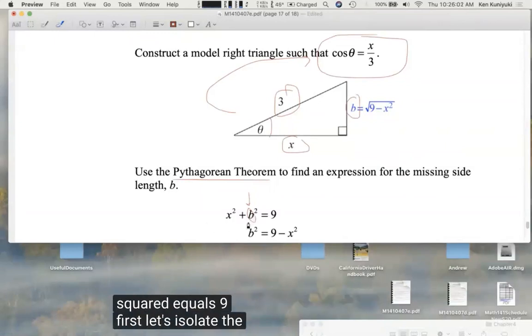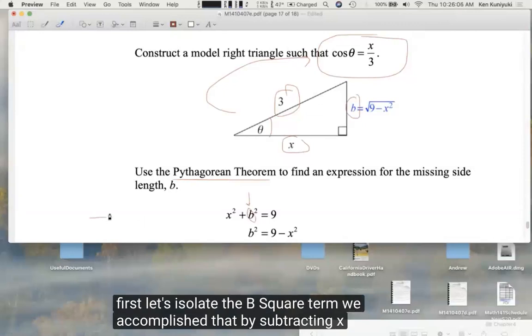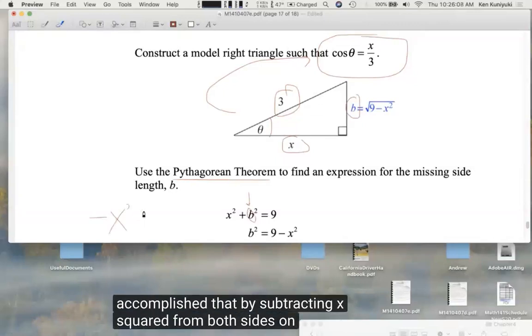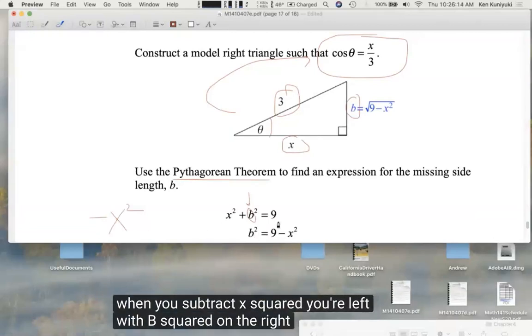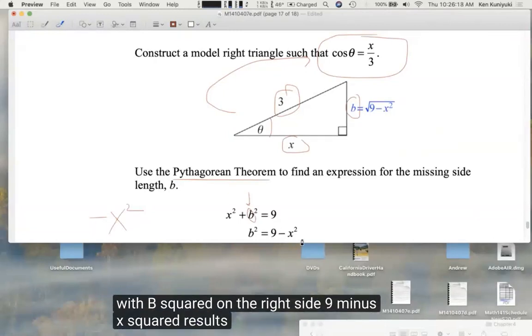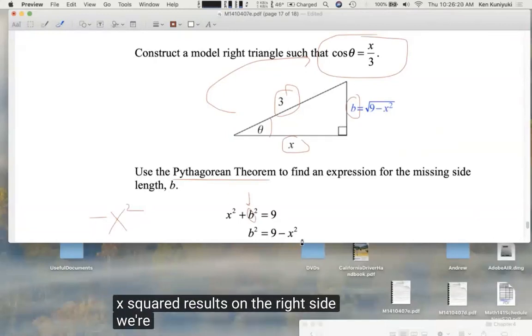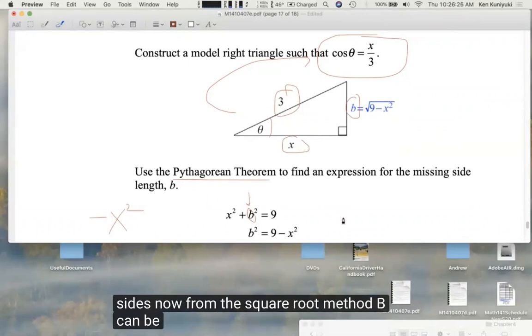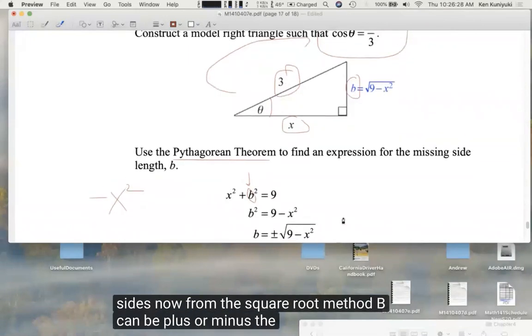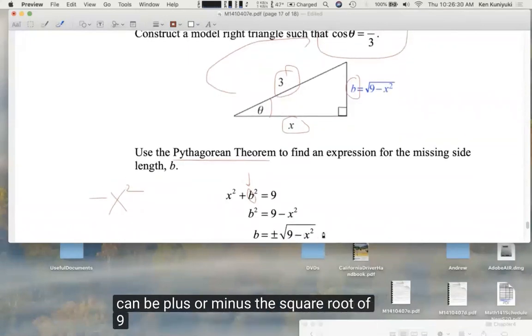First, let's isolate the b squared term. We accomplish that by subtracting x squared from both sides. On the left side, when you subtract x squared, you're left with b squared. On the right side, 9 minus x squared results. Now from the square root method, b can be plus or minus the square root of 9 minus x squared.